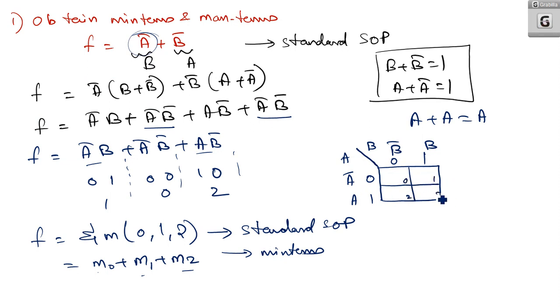0, 1, 2, and 3. So, what is basically in a standard SOP form? Each term corresponds to 1. So, if A bar is 1, where will you get A bar? A bar is the first row. So, you can take it as 1 and 1 here.